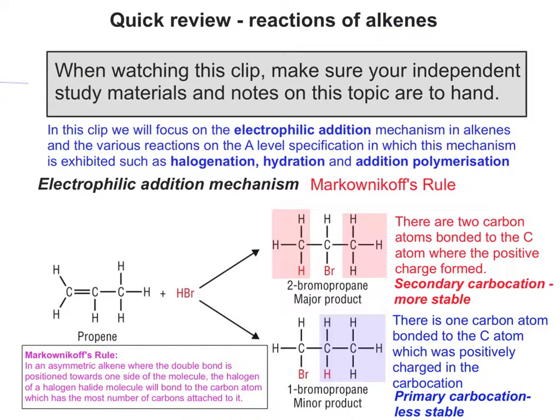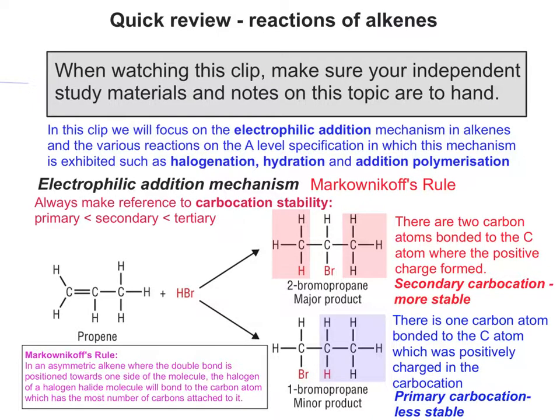So Markovnikov's rule states that in an asymmetric alkene where the double bond is positioned towards one side of the molecule, the halogen in the hydrogen halide molecule will bond to the carbon atom which has the most number of carbons attached to it. So in answers, you must always make reference to carbocation stability.